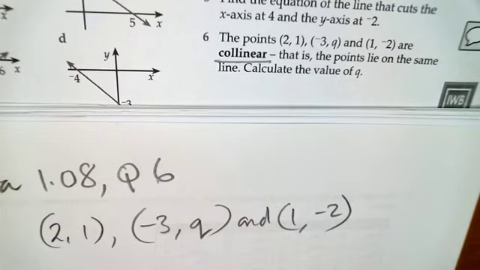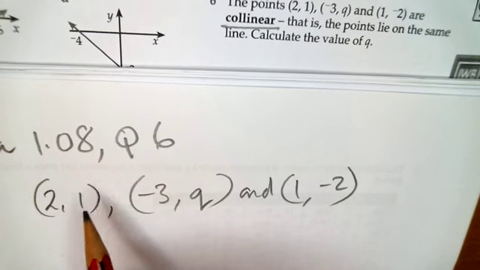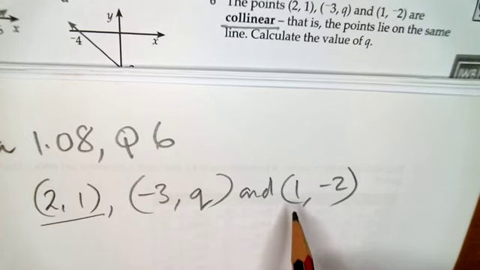Collinear means they all occur on the same line. That is, the points lie on the same line. Calculate the value of q. So there are several ways of doing this. What I'm going to do is find the equation of the line based on this point here and this point here.